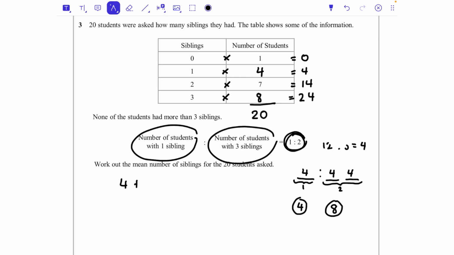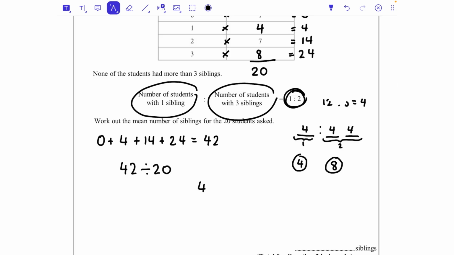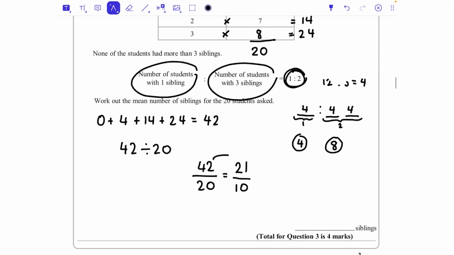So in total, if I do 4, add 14, add 24, I guess we're adding 0 as well, we can put that there if you like, that's going to be 38, 42, and we need to divide it by how many students they asked, which is 20. Now, with your non-calculator paper, if you get a question that you don't particularly like in terms of dividing, we can write it as a fraction and simplify the fraction. So I'm just going to make this 21 divided by 10, and then it's a lot easier for me to do. I've just used equivalent fractions to make it a sum that I preferred. 21 divided by 10 is 2.1.